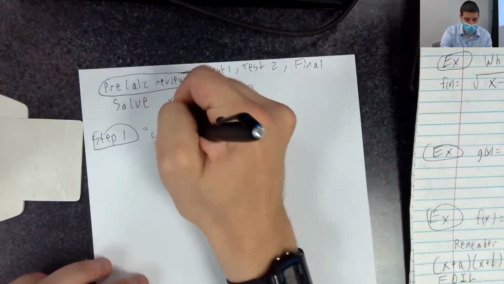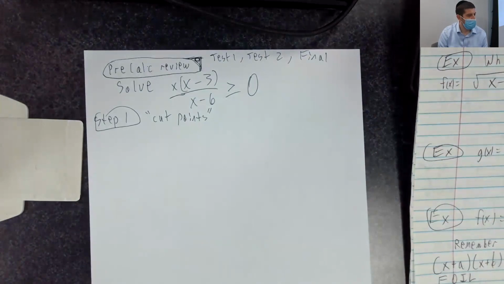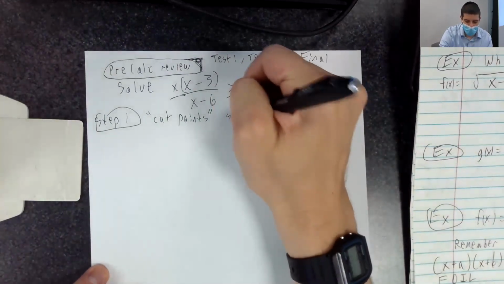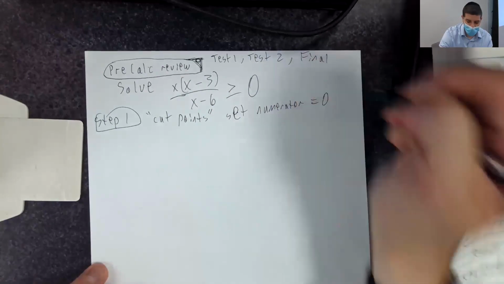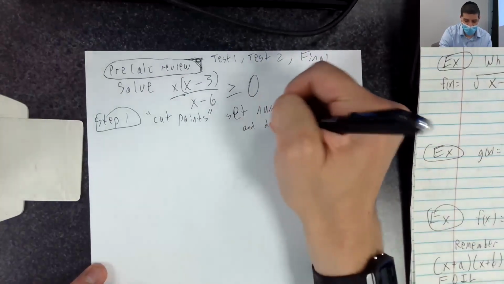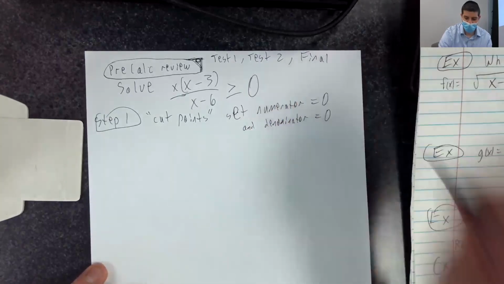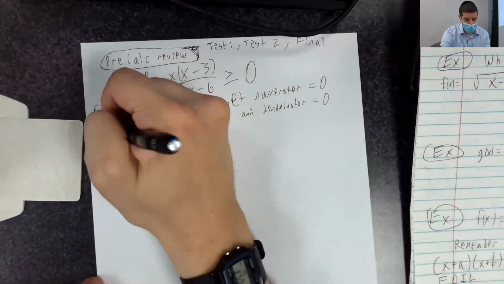Something called cut points. You need the cut points. What you're going to do is set the numerator equal to 0 and the denominator equal to 0. You're going to set both of them equal to 0 and solve. Okay, so you're going to be doing algebra.